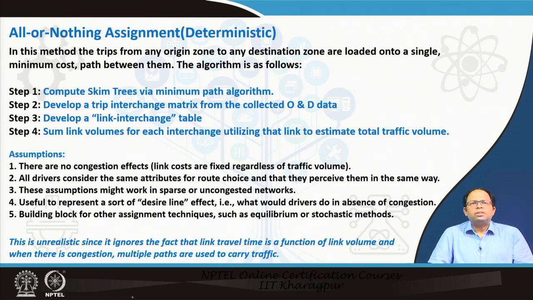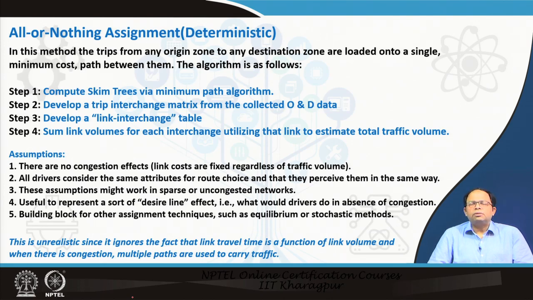So, the different steps: in step 1 we compute the skim trees via minimum path algorithm. So, for every origin zone i to every destination zone j, we will estimate the minimum paths, and once we do the minimum path, we also develop a trip interchange matrix based on data collected from origin destination surveys, or maybe from the trip distribution part, and then develop a link interchange table, and finally sum the link volumes for each interchange utilizing that link to estimate total traffic volume. So, these are the basic steps.